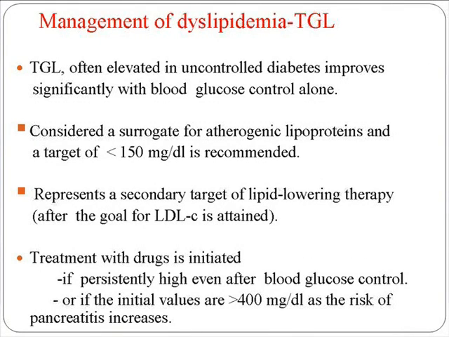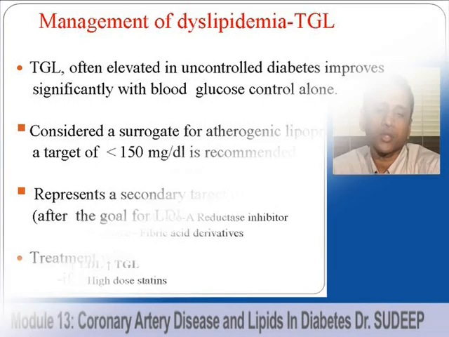Management of triglycerides: mainly they are elevated in uncontrolled diabetes, and they improve on blood glucose control. A value of less than 150 milligram is considered to be safe, and a value more than that is considered to be a surrogate marker for atherogenic lipoproteins. It represents a secondary target for lipid lowering once the LDL target has been achieved. Drug treatment is initiated if the values are persistently high or if the baseline value is more than 400, because the risk of pancreatitis increases.